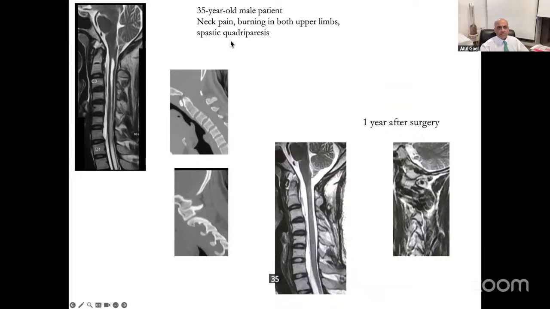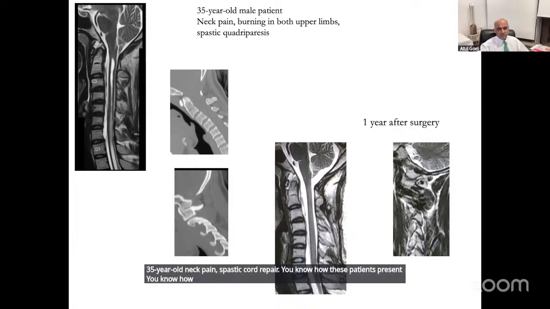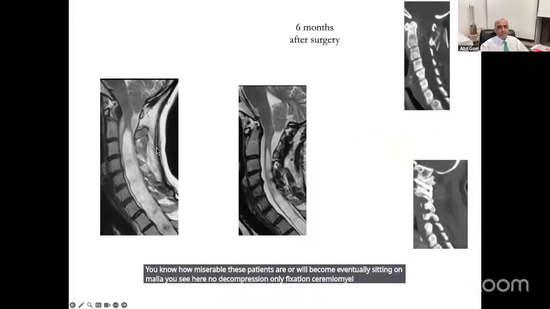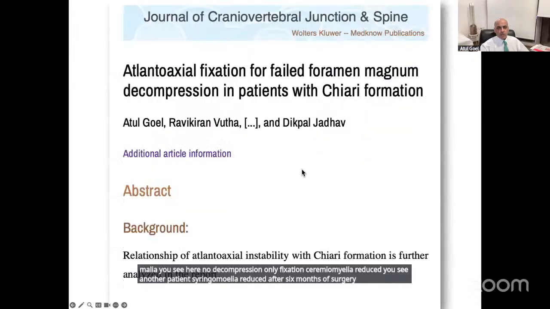35-year-old, neck pain, spastic quadriparesis. You know how these patients present. You know how miserable these patients are or will become eventually. Syringomyelia, you see here, no decompression, only fixation, syringomyelia reduced. This is another patient, syringomyelia reduced after 6 months of surgery. This I have shown you earlier.